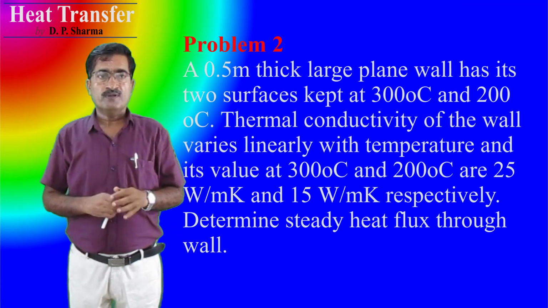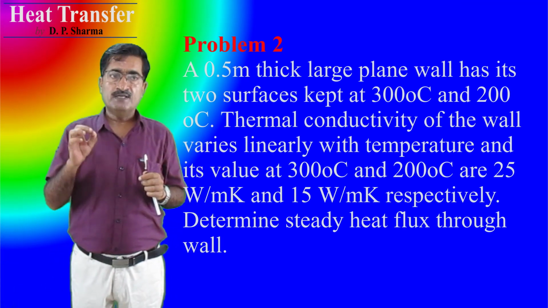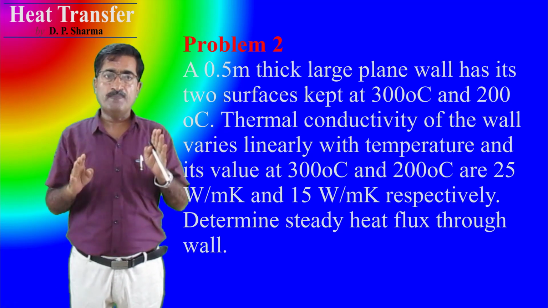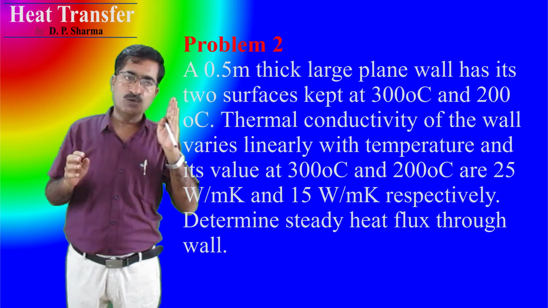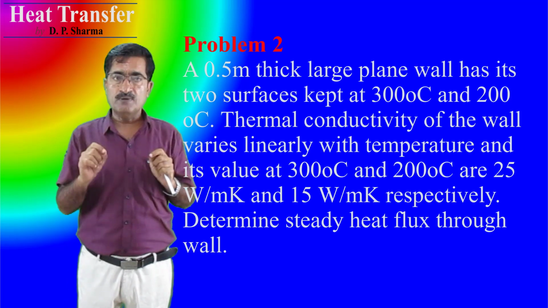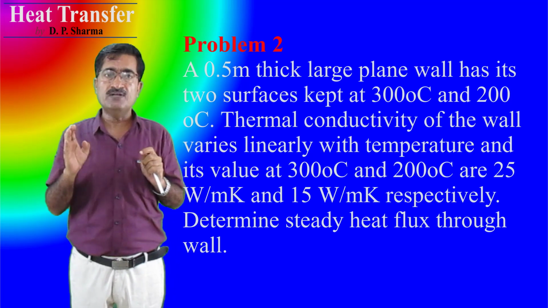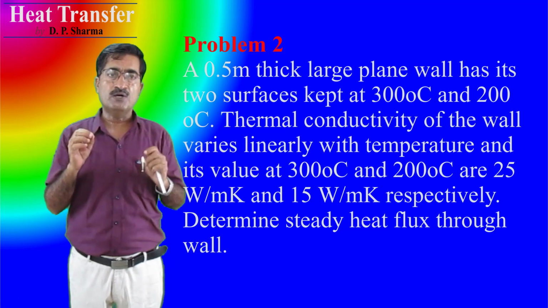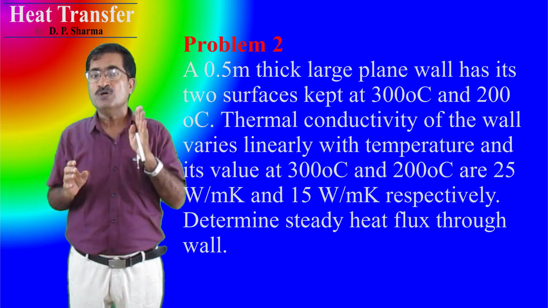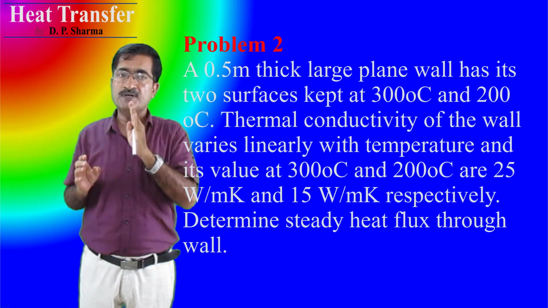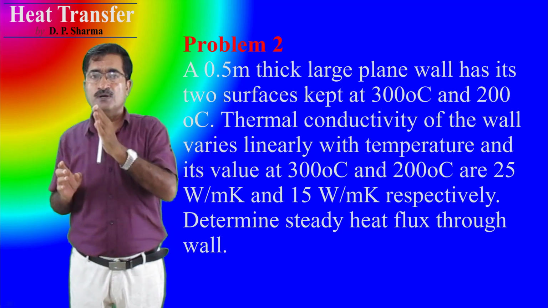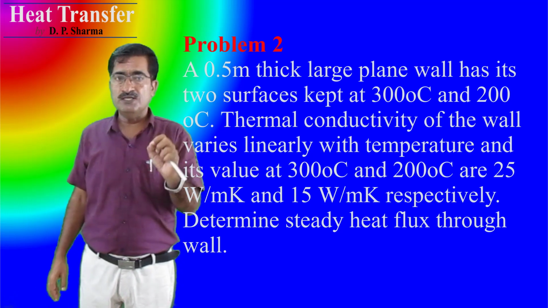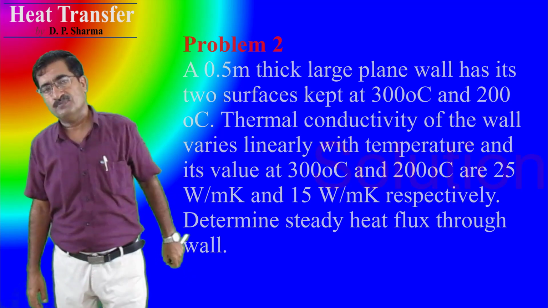Problem 2. A 0.5 meter thick large plane wall has its two surfaces kept at 300 degrees centigrade and 200 degrees centigrade. The thermal conductivity of the wall varies linearly with temperature, and its values at 300 degrees centigrade and 200 degrees centigrade are 25 watt per meter Kelvin and 15 watt per meter Kelvin respectively. Determine steady heat flux through it.